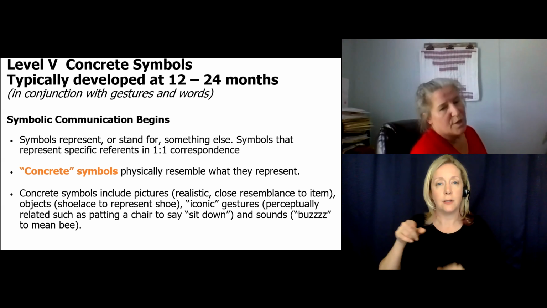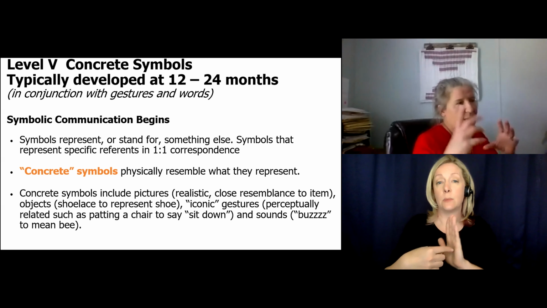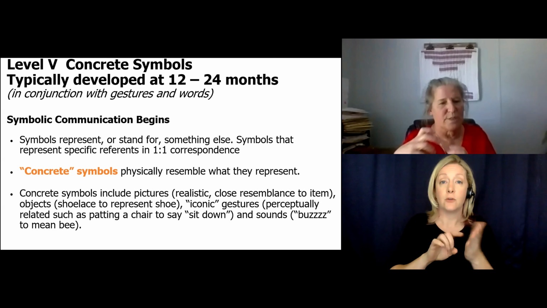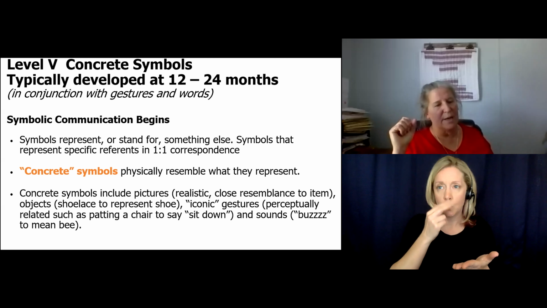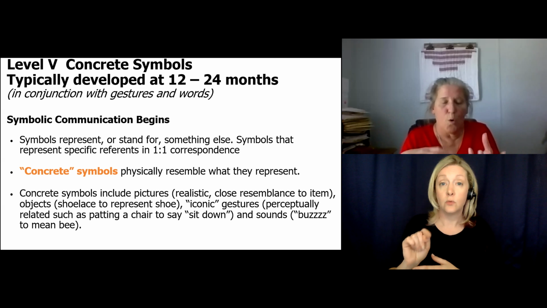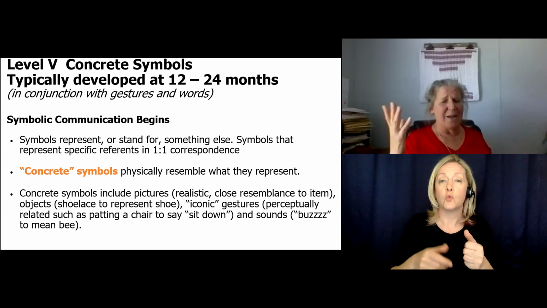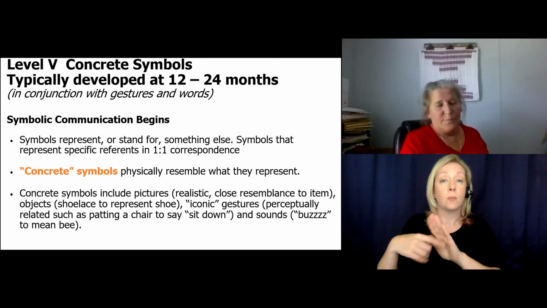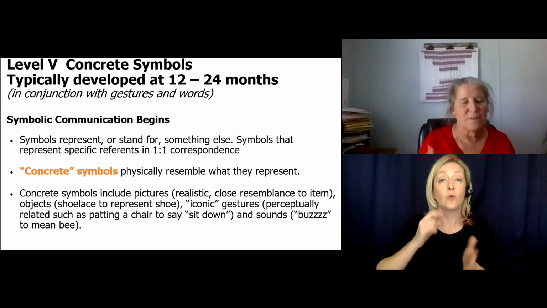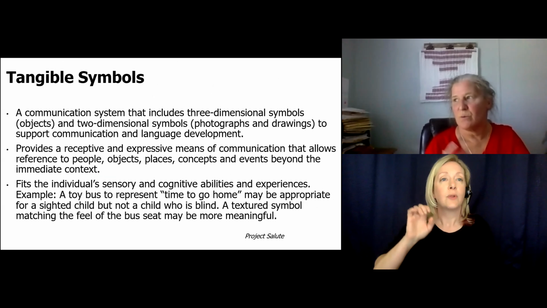Now, when we do the concrete symbols, they can include pictures, which can be either actual photographs or pictures that look realistic or have a close resemblance to an item. They could be objects, or you may use an actual shoe, or you may use a shoelace that represents a shoe. They could be iconic gestures, such as patting a chair to say sit down, or sounds like bzz, like a bee. So we're starting to get into those symbols.